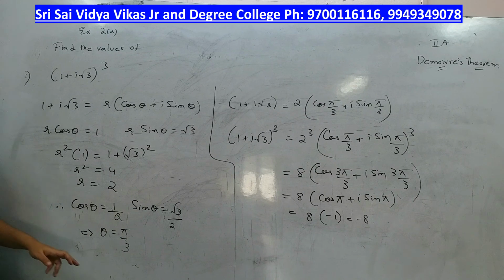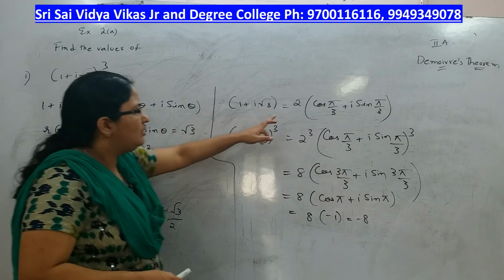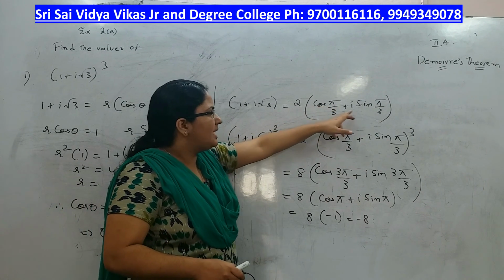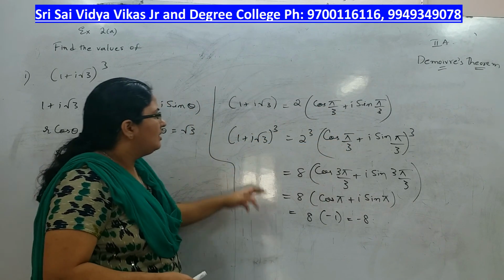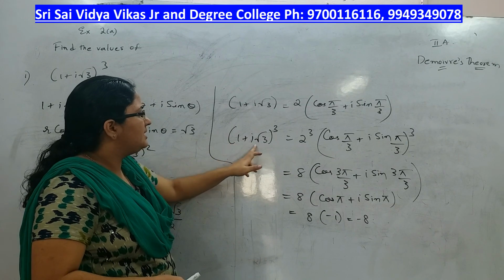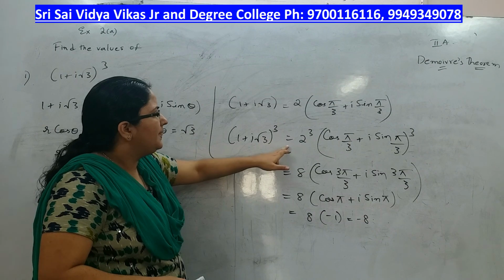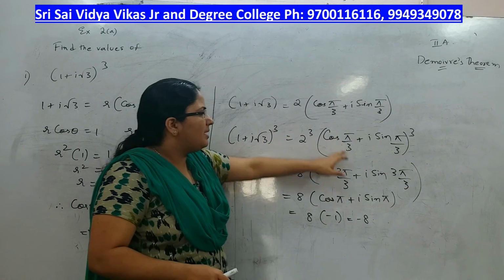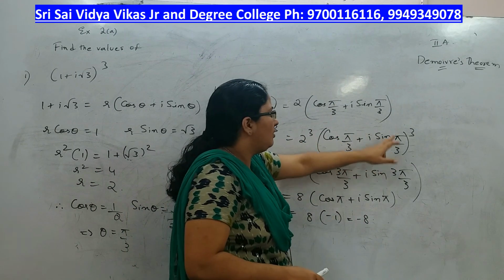Now 1 plus i root 3 is equal to 2 into cos pi by 3 plus i sin pi by 3. Do cubing on both sides. On cubing on both sides, what do you get? 1 plus i root 3 whole cube is equal to 2 cube cos pi by 3 plus i sin pi by 3 whole cube.